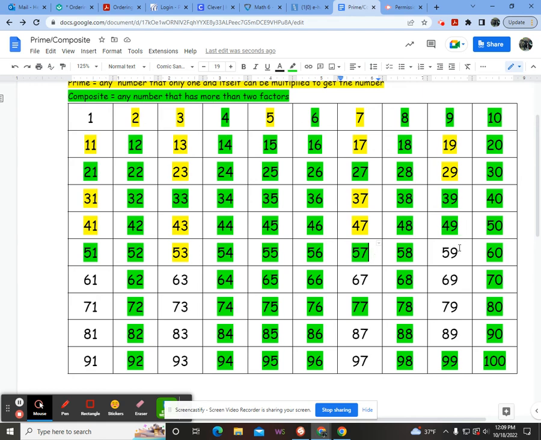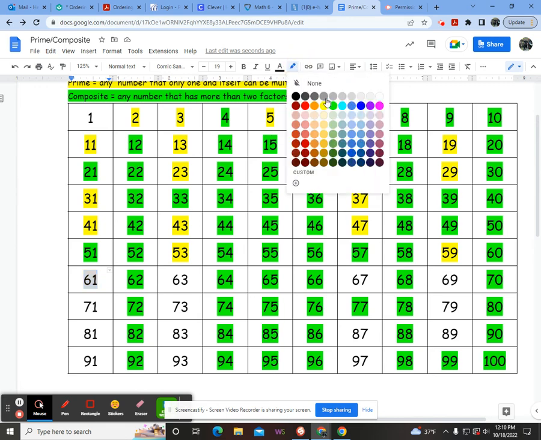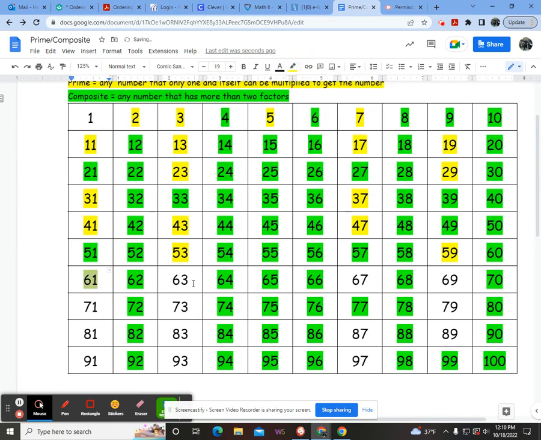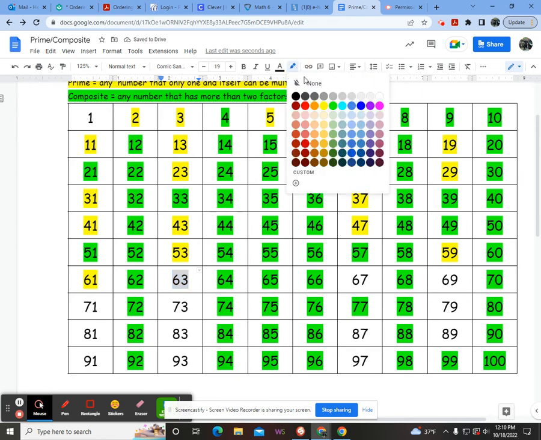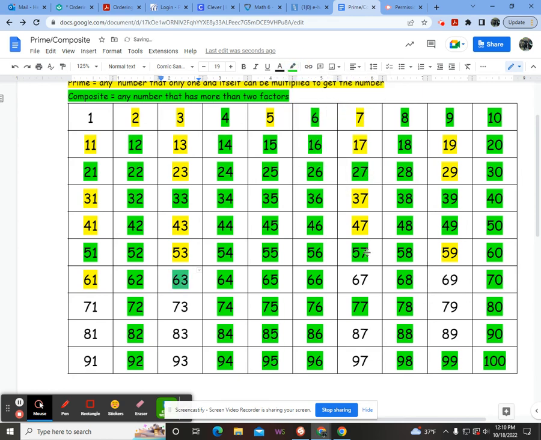Okay? That's why we're doing this together. 59, what do we think? It is prime. So in the 50s, we just have 53 and 59. 61, we're almost done. It is prime. 63, careful. Composite, what goes into it? 3. 6 plus 3 is 9. 3 goes into 9.